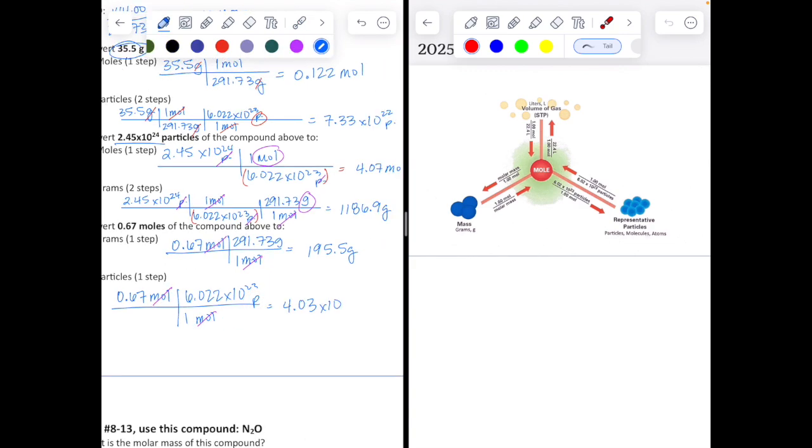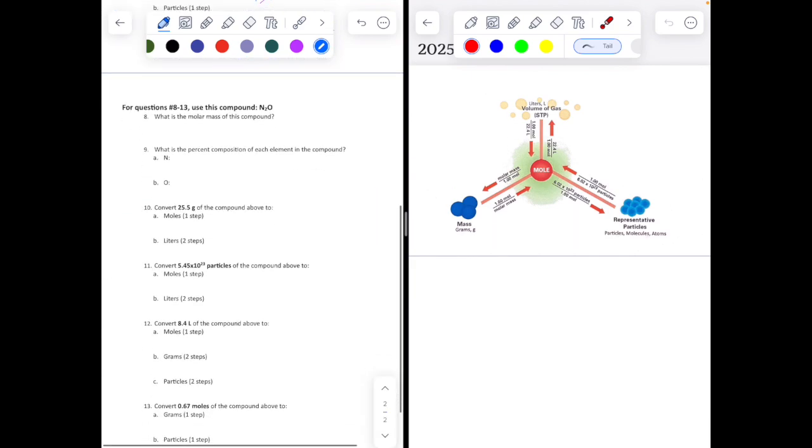4.03 times 10 to the 23rd. If you have a graphing calculator, it probably tells you E23 at the end, so don't forget that last part. That is important. And then units is particles. Dinitrogen monoxide, or N2O. We're going to use this equation for this page.